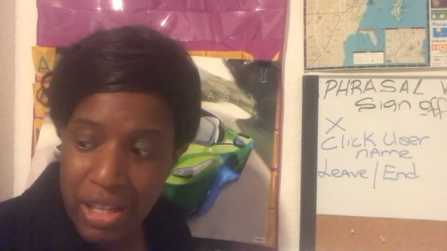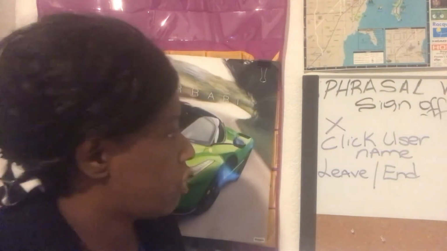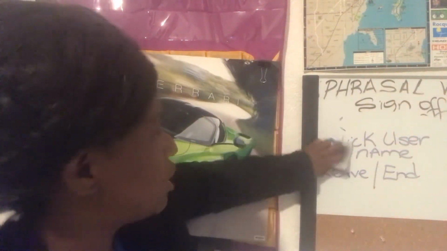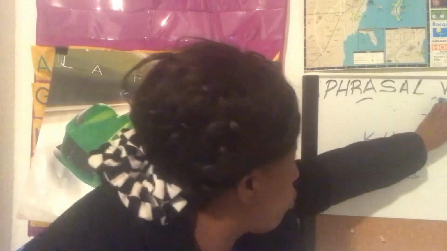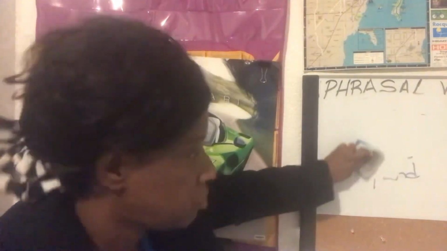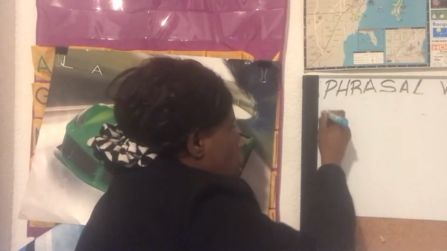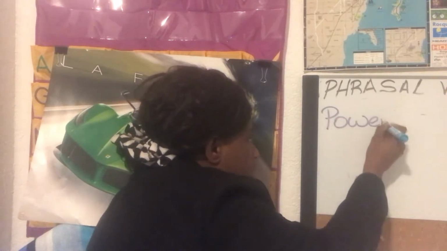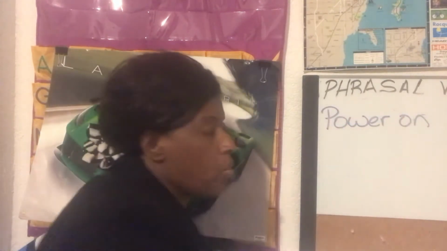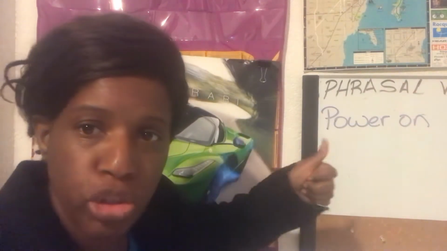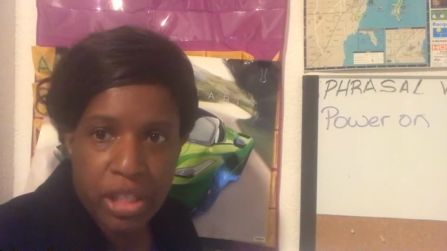Now let's talk about the second word. We talked about sign off, and we're going to talk about the next word that we had on the board. And what was the second word we had on the board? I believe it is power on. So let's write the word power. P-O-W-E-R. Now, when we talk about power on, we mean to turn on. So we're pushing buttons. Many times we're pushing the button.